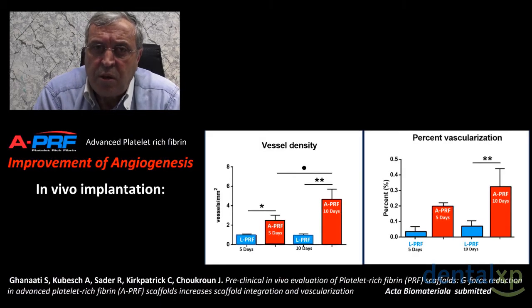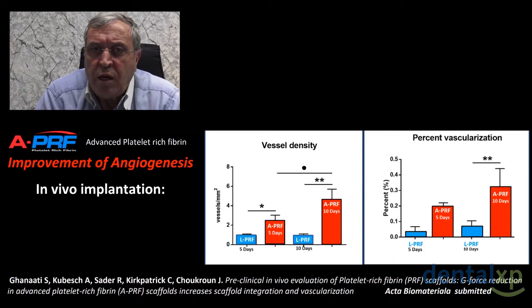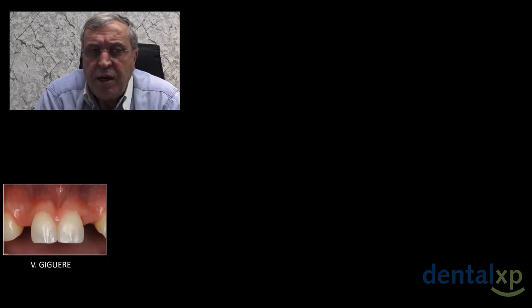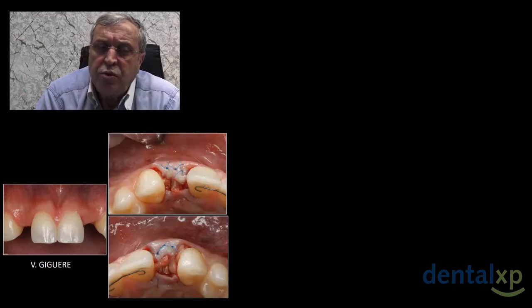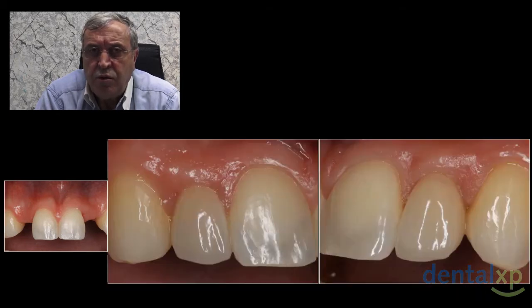This is a study we submitted recently, and we show that the angiogenesis is much higher when we decrease the RPM and the time. In the clinic, when we want just to improve the soft tissue, we just need to improve the vascularization, and then it's easy to see how we can get a very nice keratinized tissue with a very simple procedure without any bone graft or any connective tissue graft.